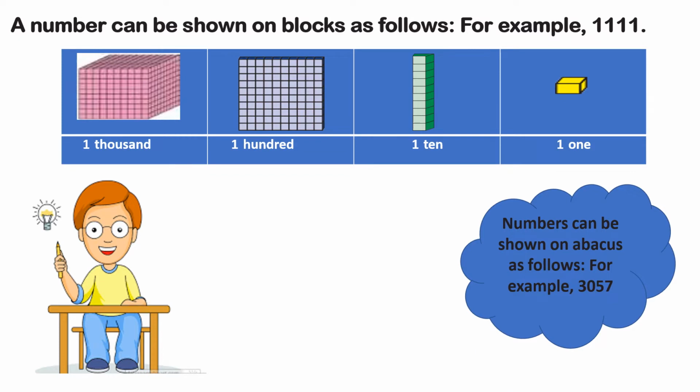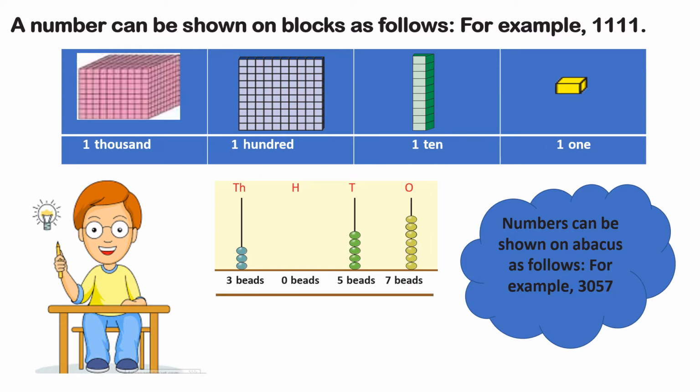We can also represent numbers on an abacus. Let's take an example with another number, which is 3057. How are we going to represent the number on the abacus? Let's see. So here we have beads on the abacus and we are supposed to count the beads and see the number. So here you have 3 beads in thousands place, 0 beads in hundreds place, 5 beads in tens place and 7 beads in ones place. So the number is 3057.